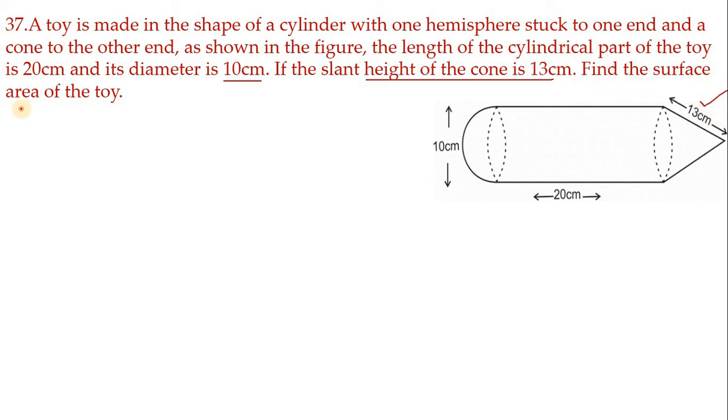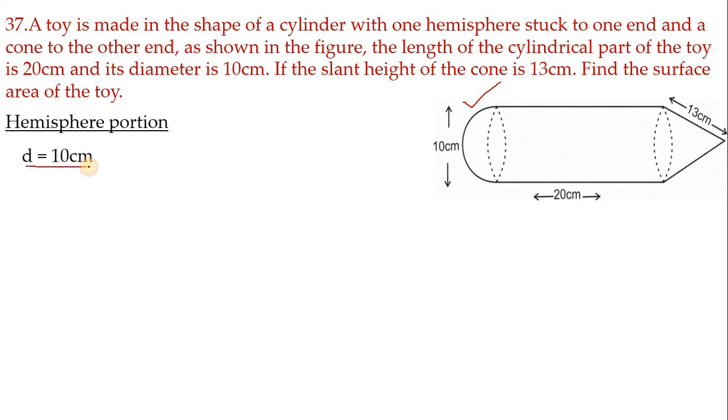Now we have to find the surface area of the toy. First, let me write up all the given things. First let me write for the hemisphere. Hemisphere portion. Diameter is given.